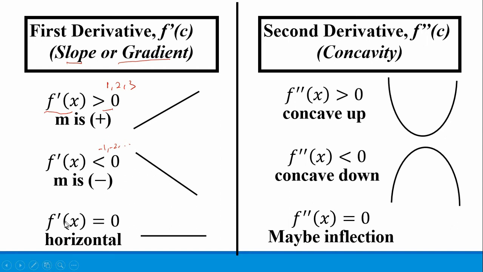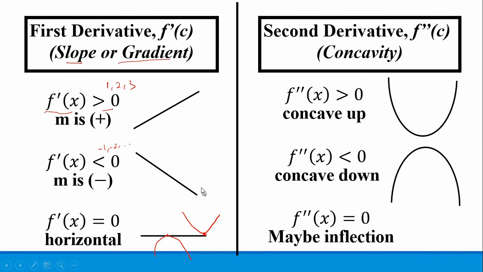However, if f prime of x is equal to 0, it means the tangent is horizontal. When does that happen? It always occurs at a peak. When they are at the peak, the tangent, the gradient, becomes horizontal. But we don't know whether it is at a maximum or a minimum peak.